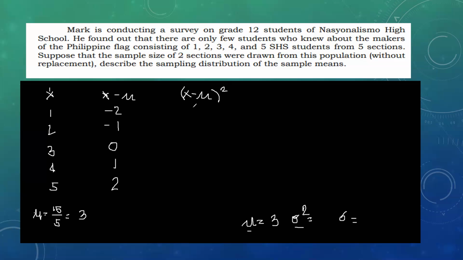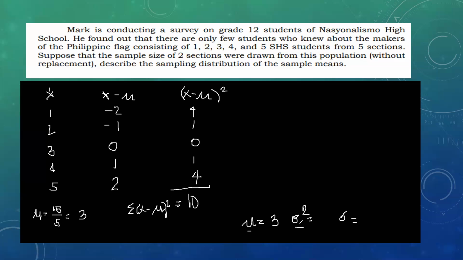Then i-square natin, that will be 4, 1, 0. Then we have 1. Then we have 4. Then we have to look for our total. That's 4 plus 1, 5, plus 0, 5, plus 1, 6, plus 4, 10. So the total of our summation of x minus mean squared is equal to 10.